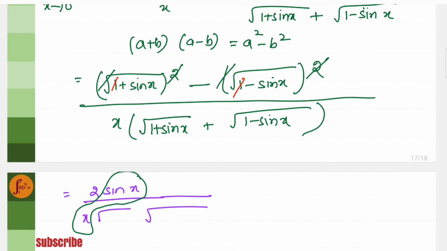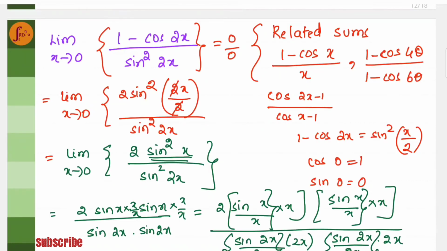Then we are going to get 1 here, and we'll substitute the values of sin x here. So we'll get 1 plus sin 0, which is 0, and 1 minus sin 0, which is again 0. So we'll get 2 by 2, which is 1. This is the answer. One more thing I wanted to reiterate, right?